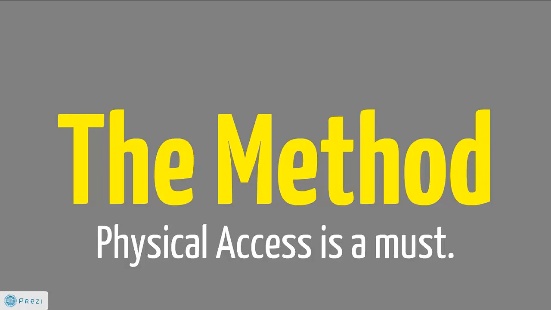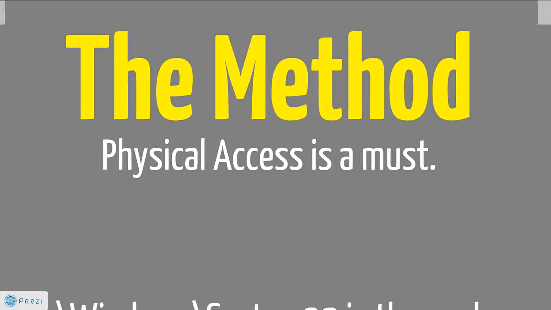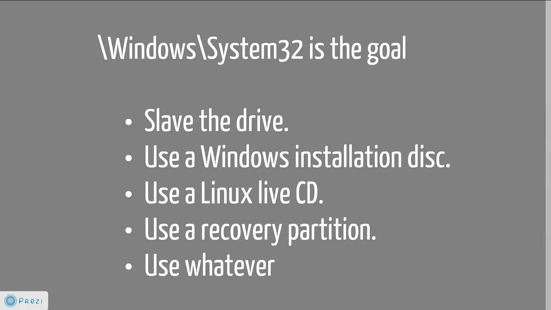The whole method hinges on having physical access to the PC because ultimately the goal of this technique is to acquire unencrypted offline access to the Windows System32 folder and rename a single executable file within that folder. You can use any number of methods to do this, including slaving the drive to another PC and browsing the file system, using a Windows installation disk, using any other bootable media, really, that can interact reliably with the NTFS file system. So for instance, a Linux Live image on a CD or USB drive.